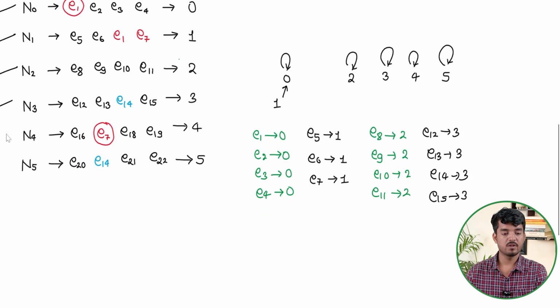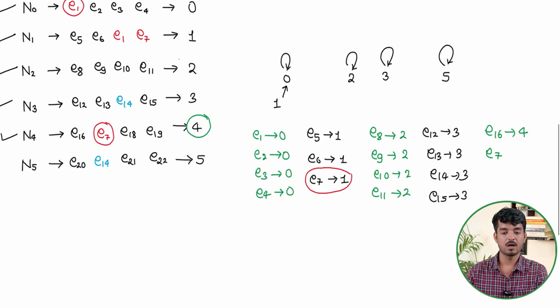Then we process the next account, which is account 5, starting with N4. So the first email E16 corresponds to index 4, then E7. And what I can see here is that E7 is already mapped. E7 is already mapped with index 1, right? So I will perform the union operation and change the parent of the current index. The current index is 4.